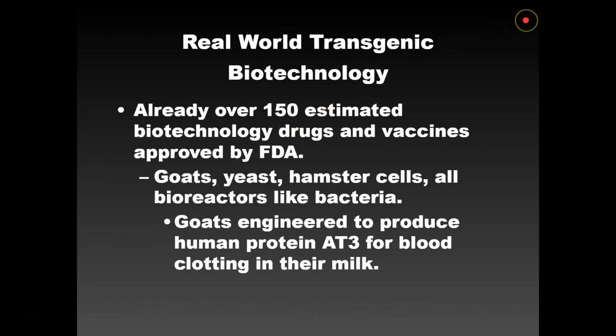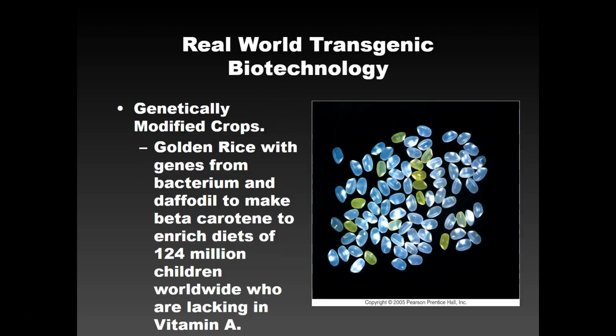So there are already over 150 estimated biotechnology drugs and vaccines approved by the FDA. This is old data. I'm sure there are more than that now. Goats, yeast, hamster cells, all bioreactors that we use to make different things. I talked about this earlier, but goats are used to produce a human protein that helps with blood clotting. You can take a goat, and it's a different process than a bacterial transformation because goats are much more complicated. Animals are much more complicated, but you can make them produce these things for you using biotechnology.